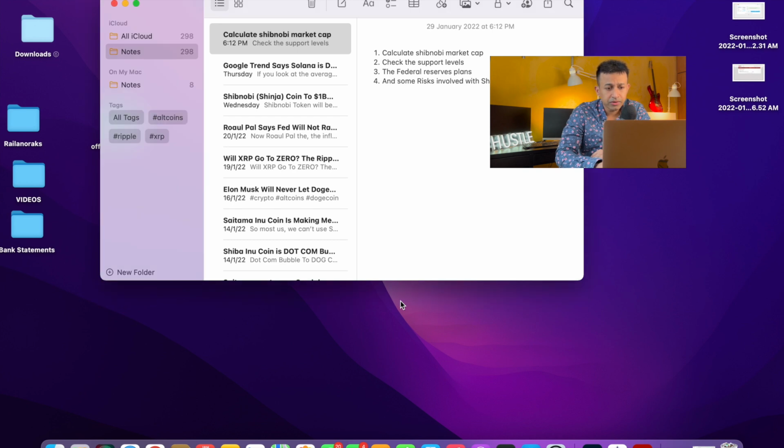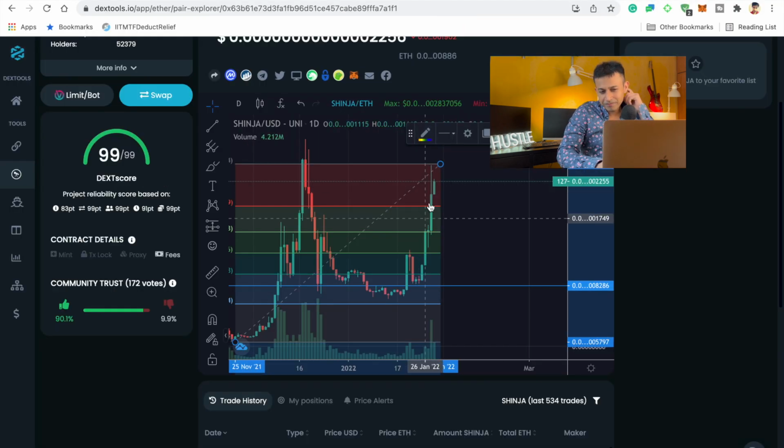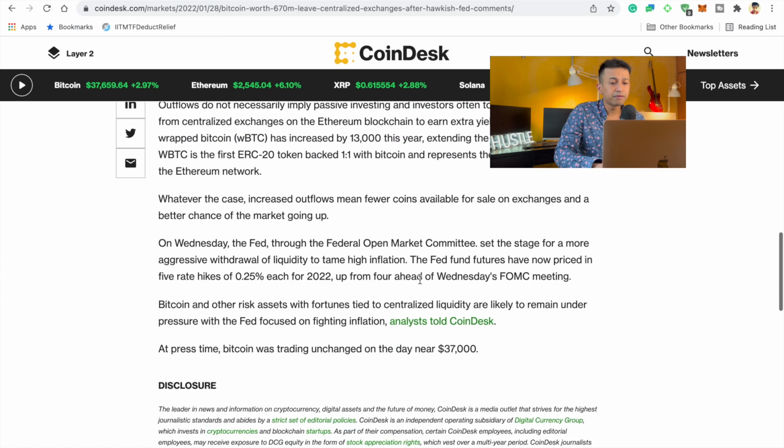Now, what's the third point? The third point is, I was talking about the bearish sentiments, right? So why are we having bearish sentiments right now in the market? That's because the market did not like what the Fed had to say in the recent meeting. What did the Fed say? I found this information on coindesk.com. On Wednesday, the Fed, through the Federal Open Market Committee, set the stage for a more aggressive withdrawal of liquidity to tame high inflation. They are thinking about removing liquidity from the market so that inflation goes down a little bit.